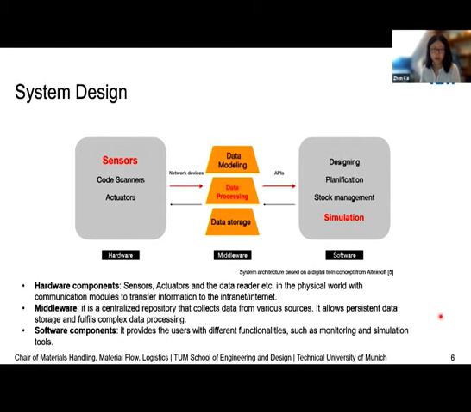In our case study, we have focused on the use of sensors in the hardware layer and data processing in the middleware, and also we have conducted a very simple simulation in the software layer.